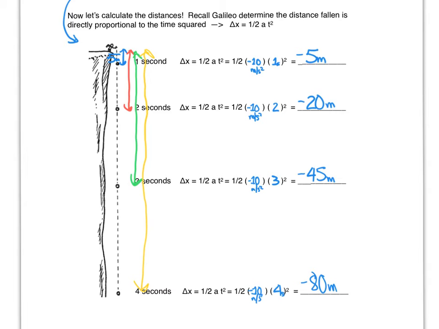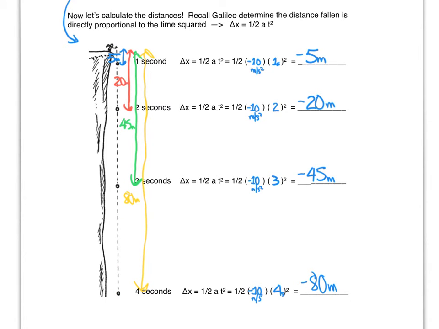This red distance here is 20. The green distance is 45 meters. And the yellow distance is a grand total of 80 meters that it falls from the top here, where he drops it all the way down to the ground.